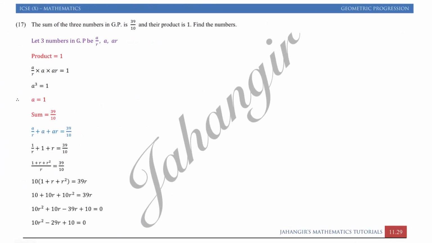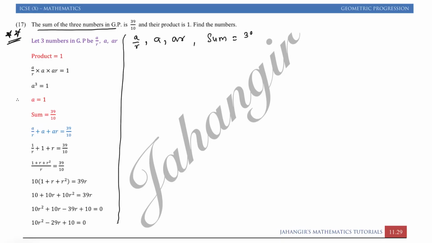Last question of this exercise. This is again an important question. The sum of three numbers of GP. Whenever they say three numbers of GP, we always take it as A by R, A, AR. That is three numbers of GP. So what they say, sum is 39.